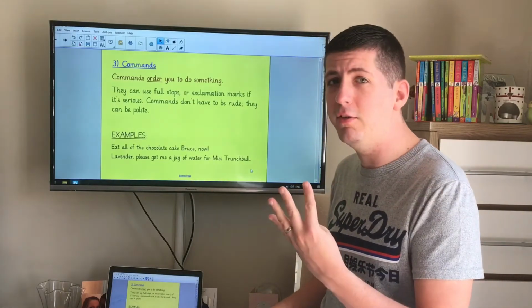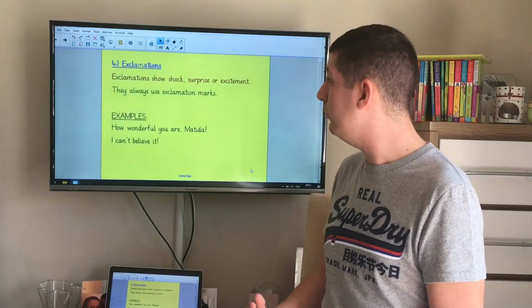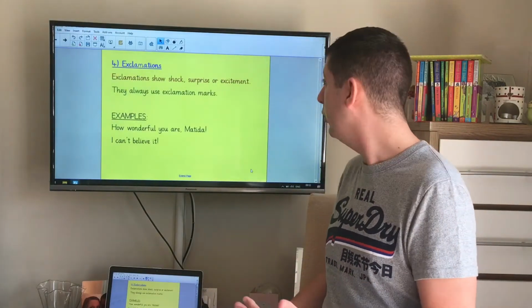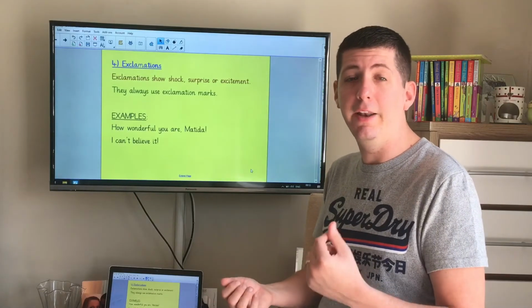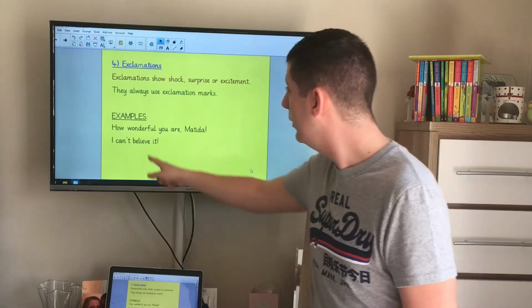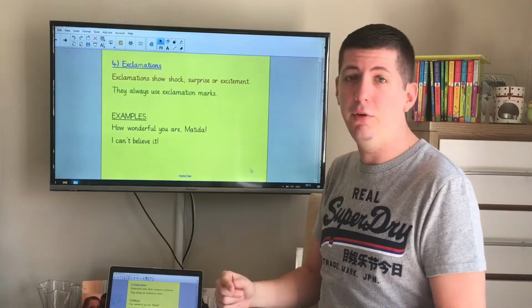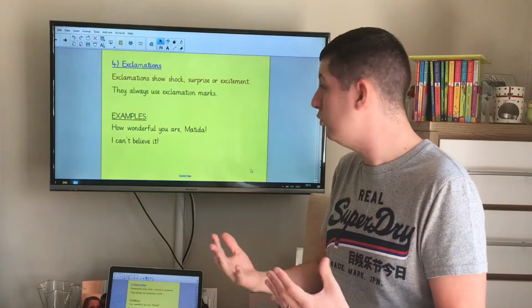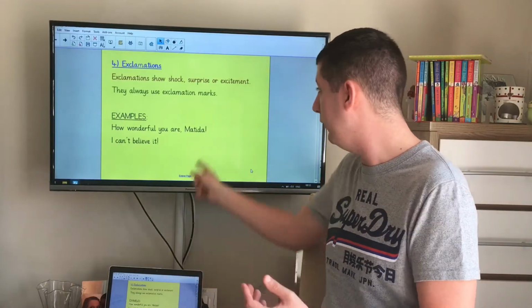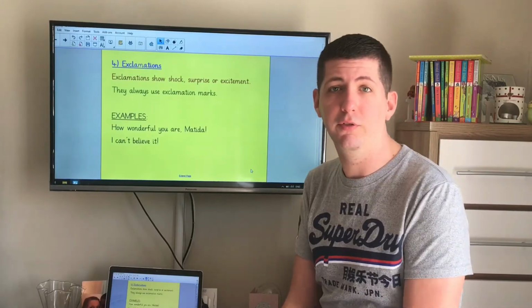Let's look at sentence type number 4. Number 4 is an exclamation. Now, exclamations show shock, surprise, or sometimes even excitement as well. And they always use an exclamation mark as their punctuation. So here are some examples. How wonderful you are, Matilda. I can't believe it. Both of those are exclaiming something. They're both quite shocked or surprised, aren't they? Which is why they've got that exclamation mark at the very end. So hopefully now you understand about the 4 different sentence types.